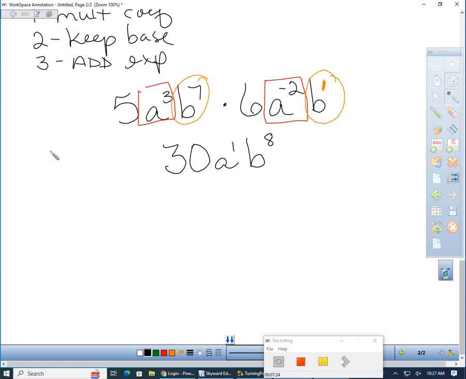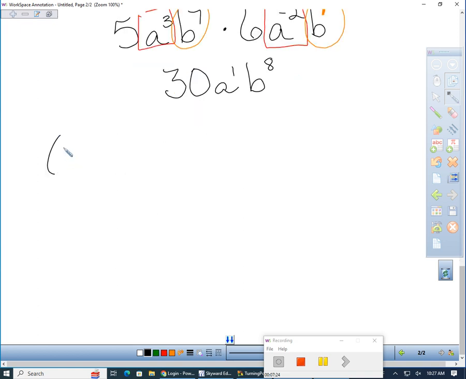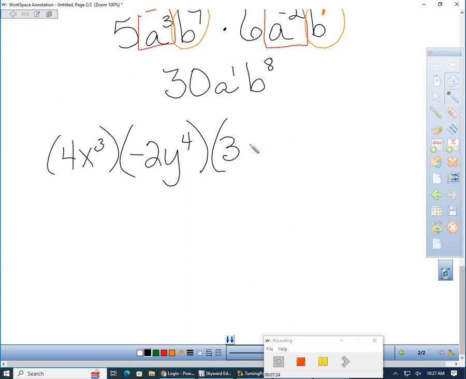How about this one? Let's say I have 4x to the 3rd times negative 2y to the 4th, times 3x to the negative 6. All right, step 1, we multiply our coefficients. What do we get? 4 times negative 2 is negative 8, times 3, negative 24.